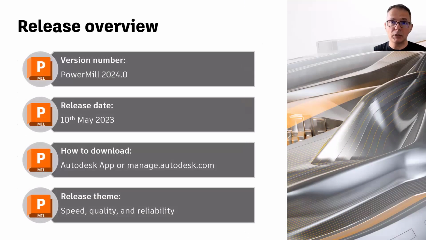So PowerMill 2024.0 will be released starting on the 10th of May 2023. And as with previous releases, eligible customers with an active subscription or maintenance plan will be able to access the update through your Autodesk account starting on this date. Simply visit manage.autodesk.com to download that version. We're going to go into more detail about downloading this version later in the presentation, so stick around for more advice.